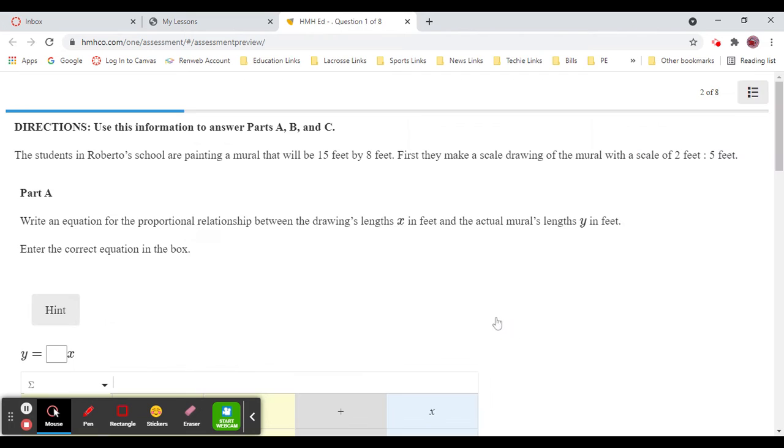Moving on. Problem number 2 says the students in Roberto School are painting a mural that will be 8 feet by 15 feet. But first they want to make a scale drawing where 2 feet is 5 feet. So again, I keep saying is, and that's what that colon means. Let me say that 2 feet is 5 feet. So that's like saying 5 divided by 2.